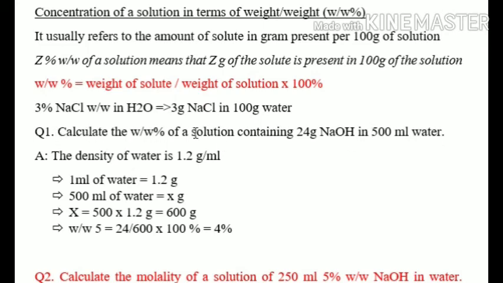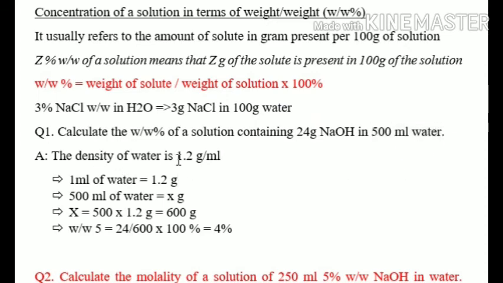Calculate the weight by weight percentage of a solution containing 24 gram sodium hydroxide in 500 ml of water. So what do I need? The weight by weight percentage. If I tell you to calculate the weight by volume percentage, you divide 24 by 500 into 100. That is the weight by volume percentage. Now what do we want? We want the weight by weight percentage. So the weight of solute is 24 gram. What is the weight of solvent, or the weight of solution? The volume of solution is 500 ml. So I have to find out the weight of 500 ml of water.